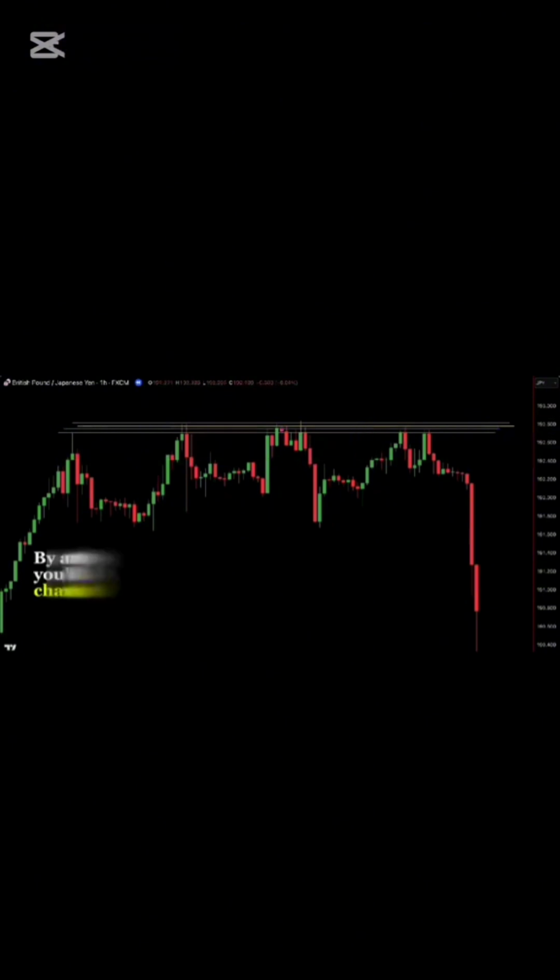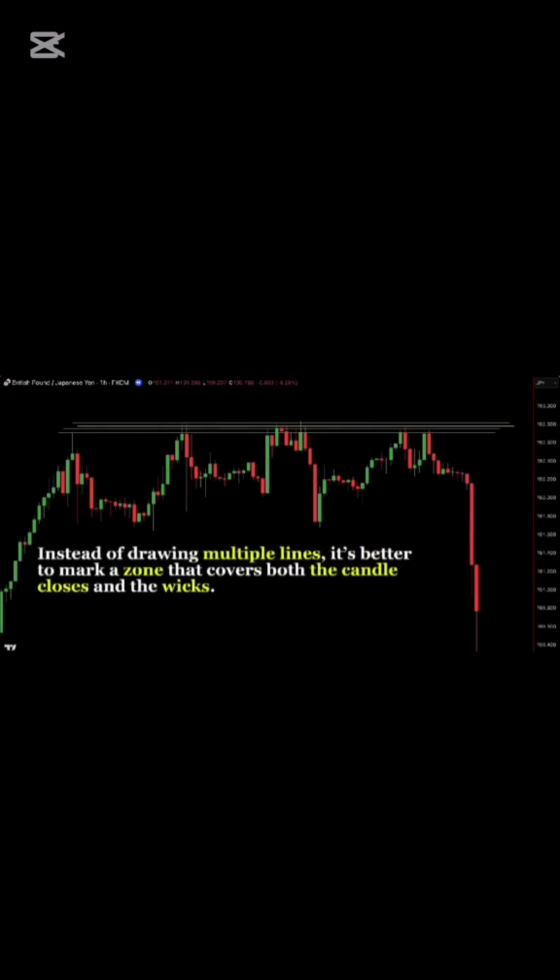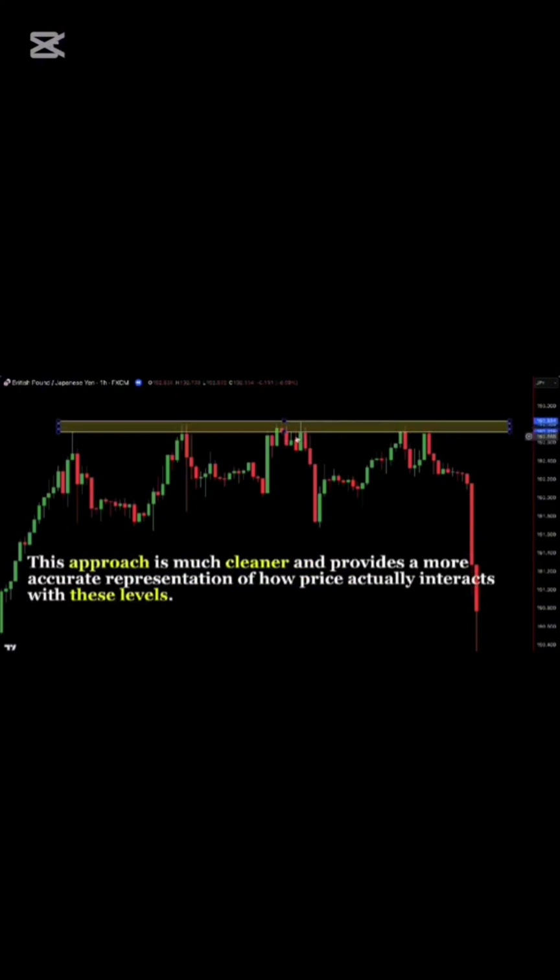As you can see, by attempting to connect every close and wick, you'll end up with too many lines, making the chart cluttered and harder to read. Instead of drawing multiple lines, it's better to mark a zone that covers both the candle closes and the wicks. This approach is much cleaner and provides a more accurate representation of how price actually interacts with these levels.